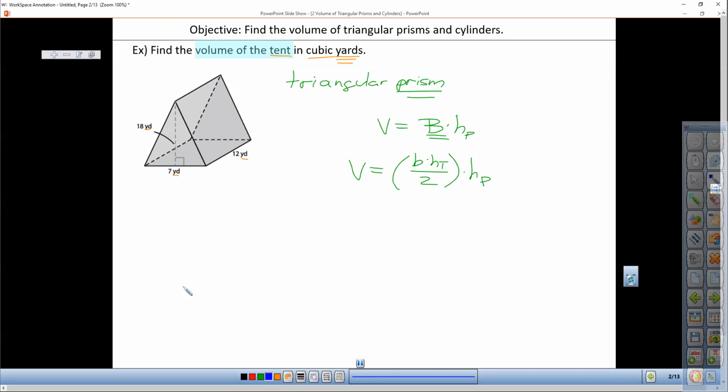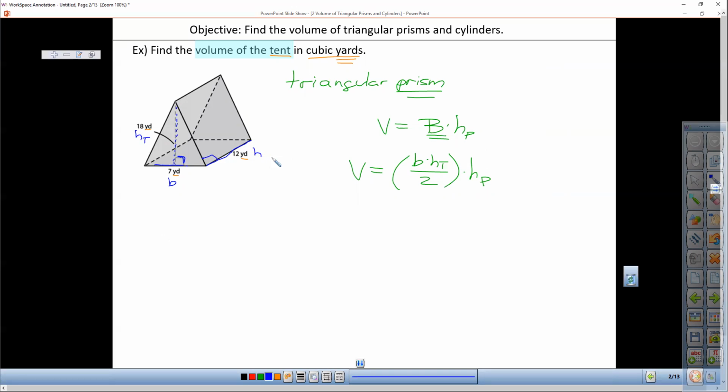So now I have to figure out which of my numbers is which. So here I'm looking at recognizing, okay, here's a right angle in my triangle. And what's perpendicular is this measurement, which is 18 yards, and this measurement, which is 7 yards. So that makes the side of the triangle 7 yards, the base little b, and the 18 the height of the triangle. The height of the prism goes from triangle to triangle, from base to base.